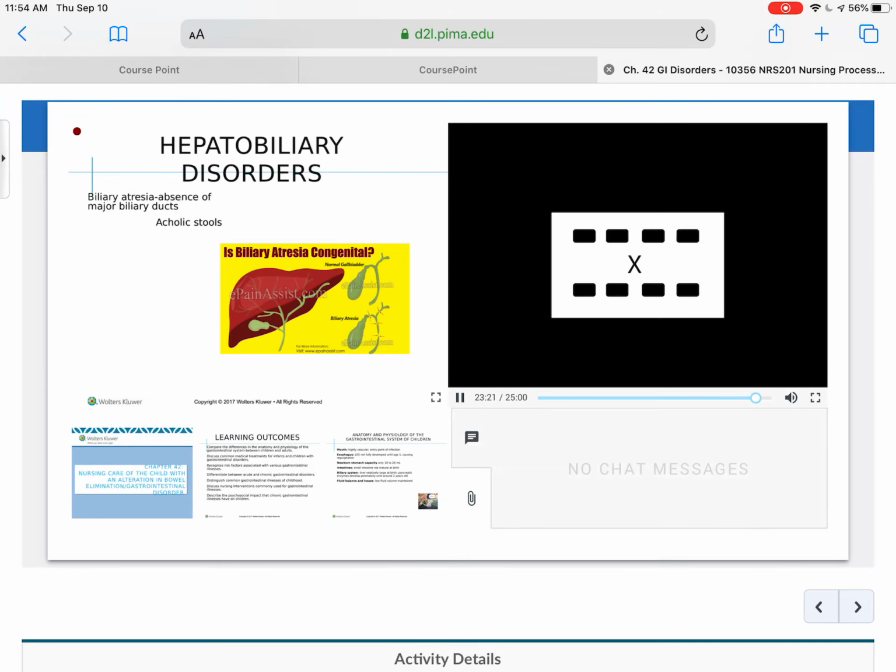And the only hepatobiliary disorder that we're going to talk about is biliary atresia. So that's an absence of the major biliary ducts. And so this is something that kids are born with.